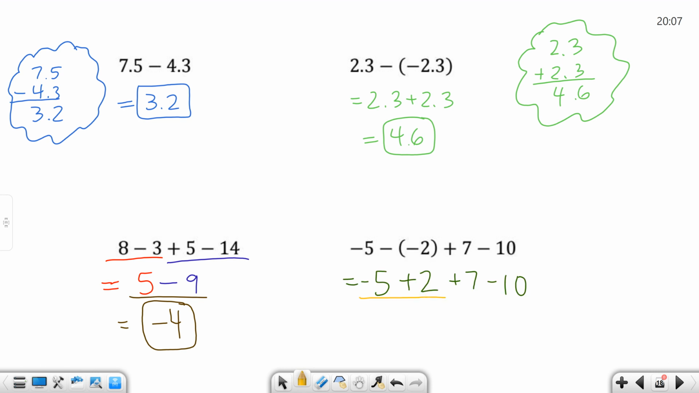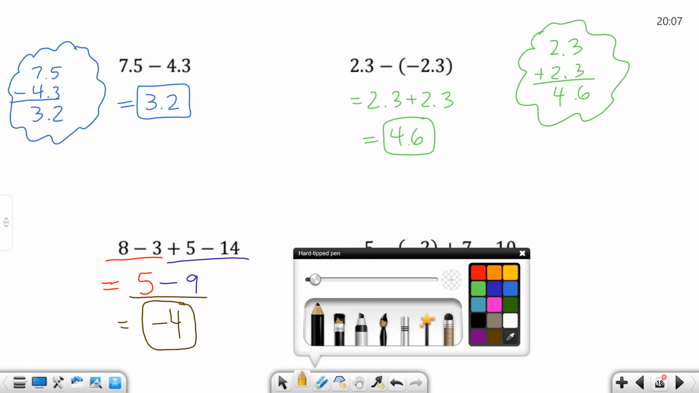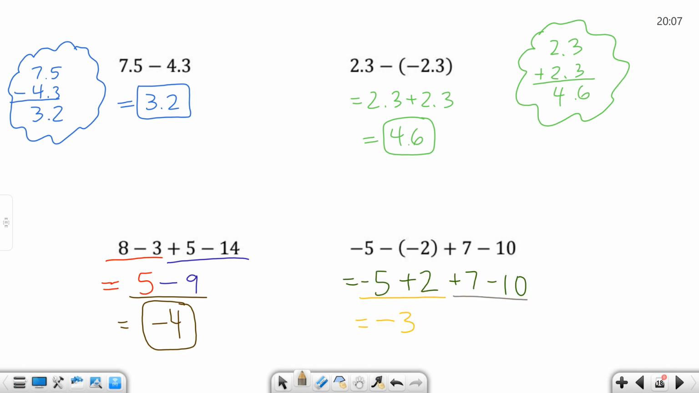Okay, negative 5 plus 2. The signs are different. 5 minus 2 is 3. 5 is larger, so negative 3. Then I come over here and say, okay, what about this one? Put those together, and I get what? 7 and 10 are different signs, so 10 minus 7 is 3. And then 10 is larger, so that's negative. So I have a negative 3 minus 3.